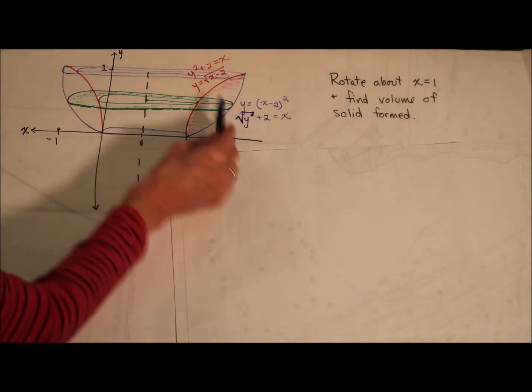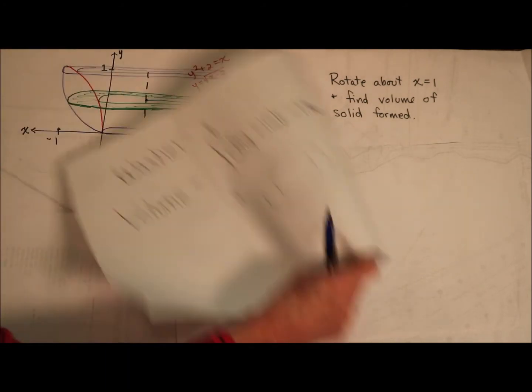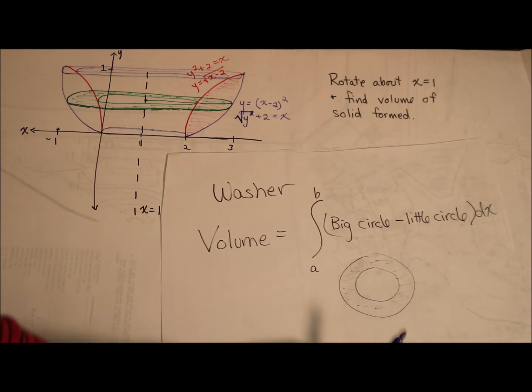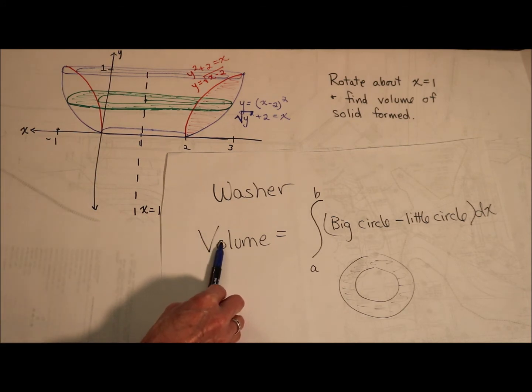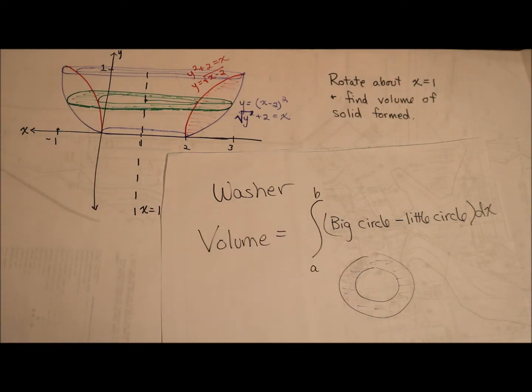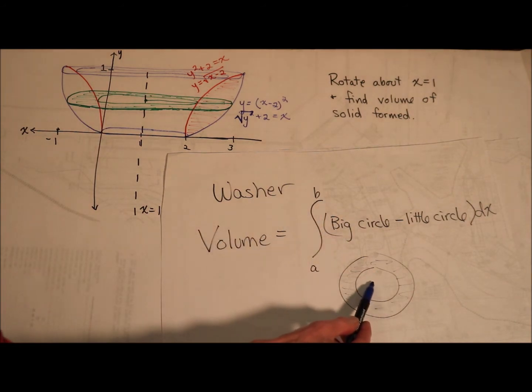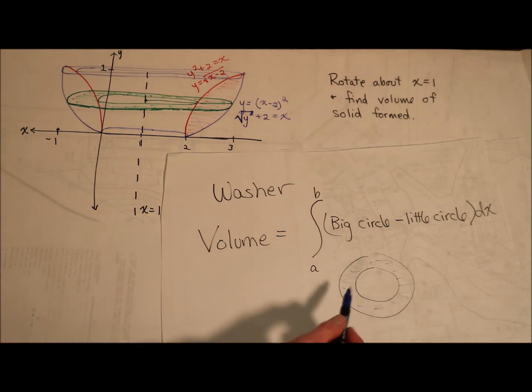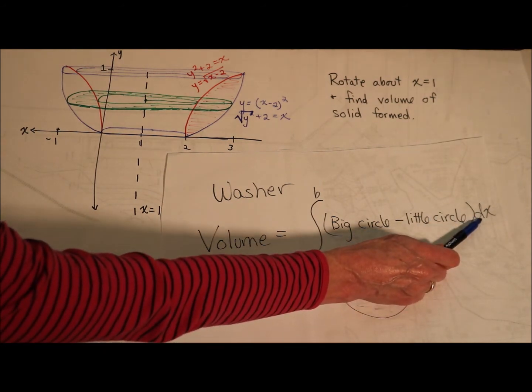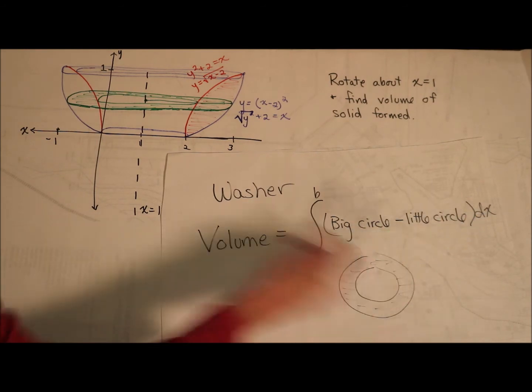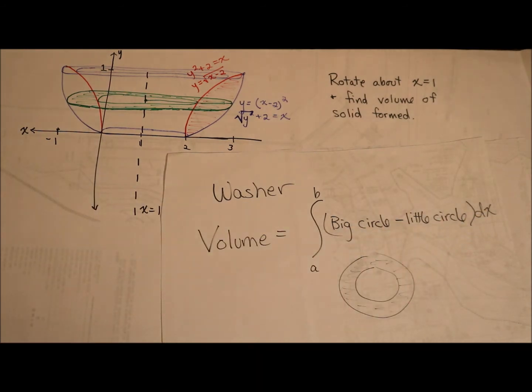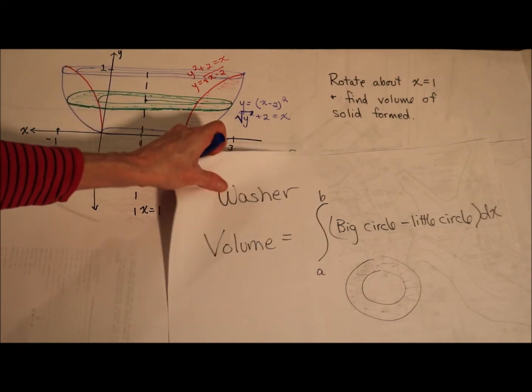So now I have my cross section as a washer. Let's just remember how we deal with washers. A washer is a disc with a hole in the middle. To find the volume of the solid, the big picture idea is you find the area of the big circle and subtract away the area of the little circle. That gives me that shaded region. Then you multiply it by the thickness, either dx or dy, depending on if we're in terms of y or in terms of x. So let's do that here.